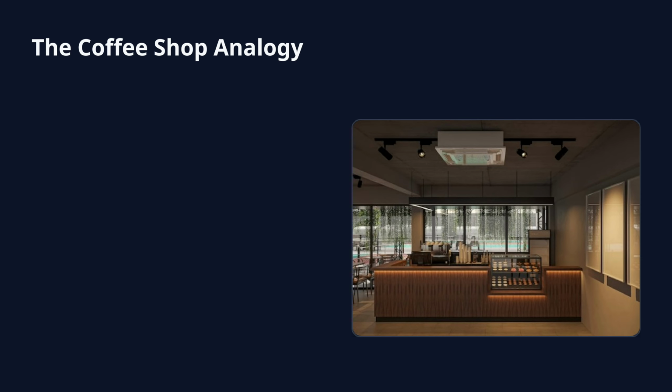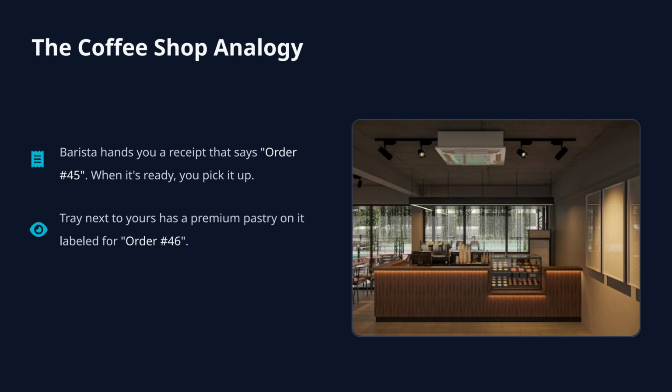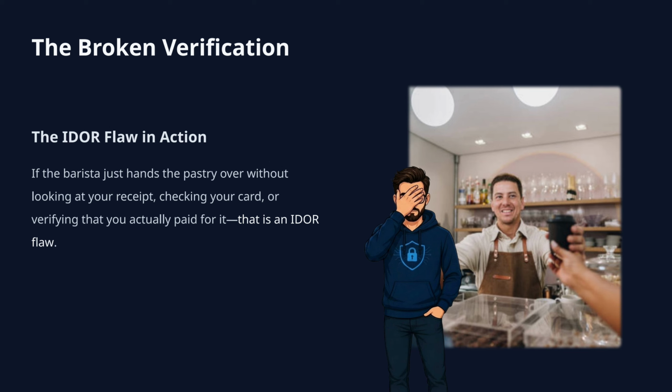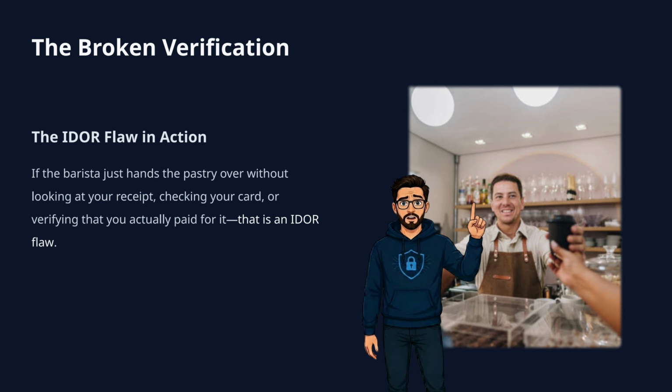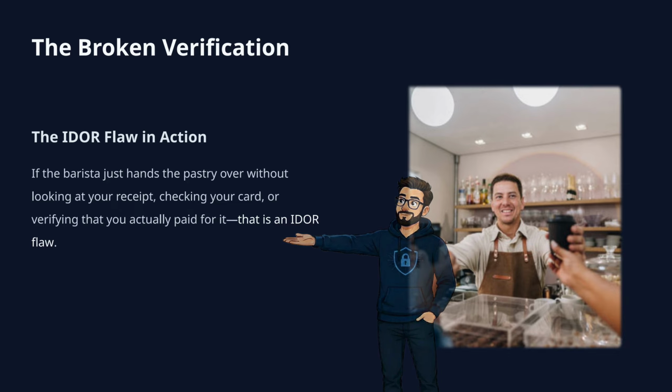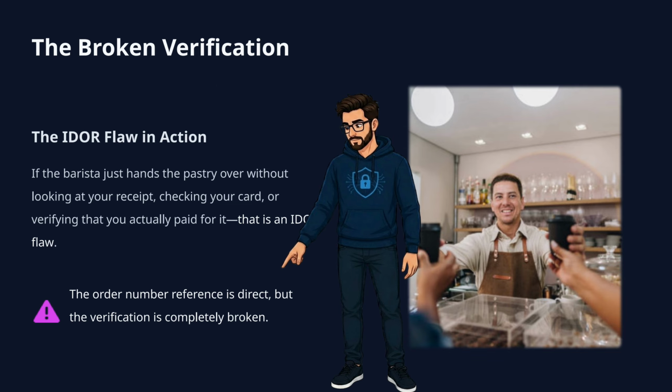To visualize this, imagine walking into a busy coffee shop. You pay for your drink, and the barista hands you a receipt that says order number 45. When your order is ready, you go pick it up. But what if you look at the tray next to yours, notice it has a premium pastry on it, and simply tell the barista, "I'll take order number 46 too." If the barista just hands it over without looking at your receipt, checking your card, or verifying that you actually paid for it, that is an IDOR flaw. The order number reference is direct, but the verification is completely broken.